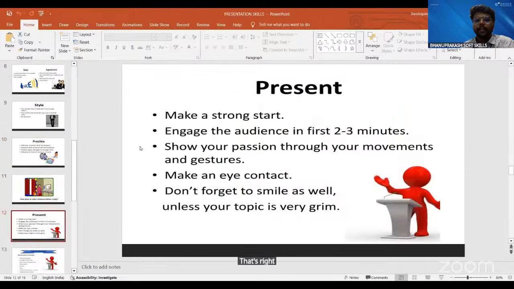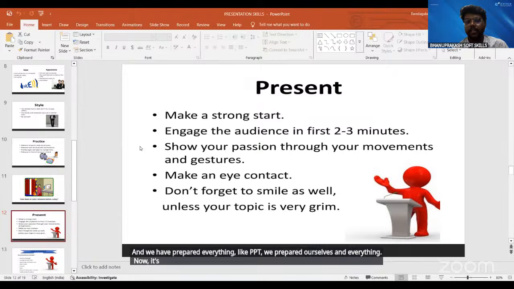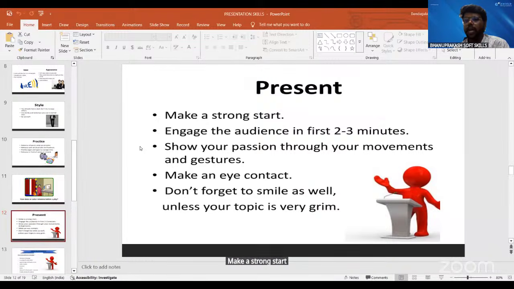And next, present. While presenting, until now we have prepared well, and we have prepared everything like a PPT, we prepared ourselves and everything. Now it's time for the presentation. Make a strong start. As we have seen yesterday in the group discussion, like starting with some facts, statistics, or a definition, or with a question. In the same way, you should also make a strong start here as well.